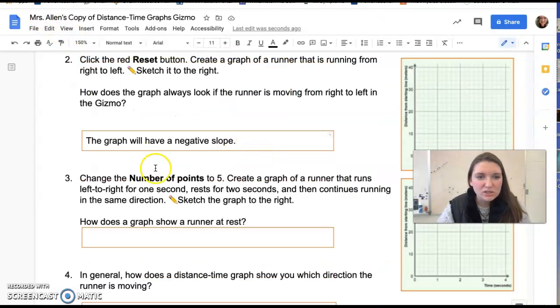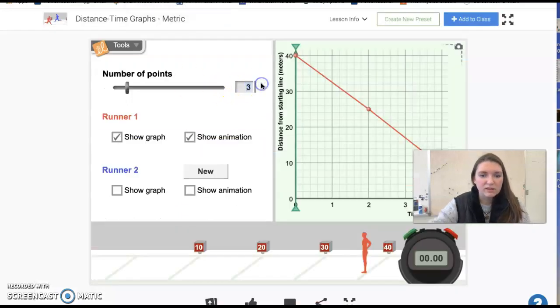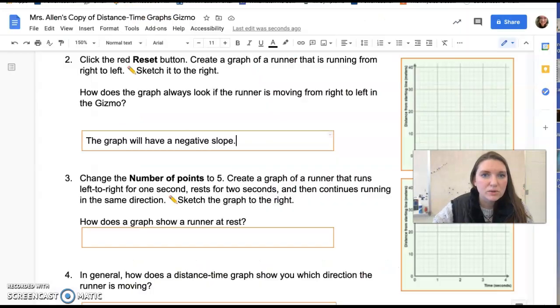Okay, so now we're going to change the number of points to 5. We're going to create a graph of a runner that runs left to right for 1 second, rests for 2 seconds, and then continues running in the same direction.